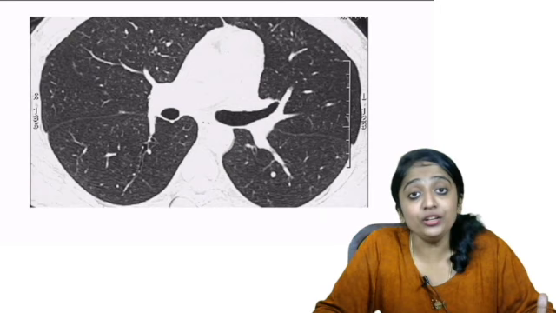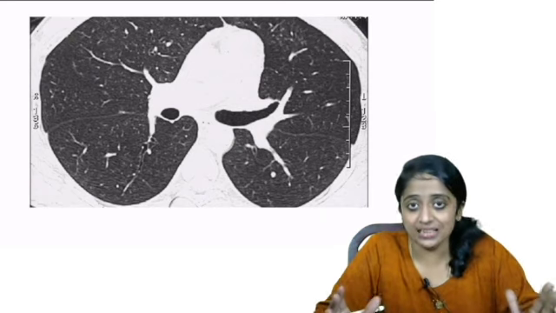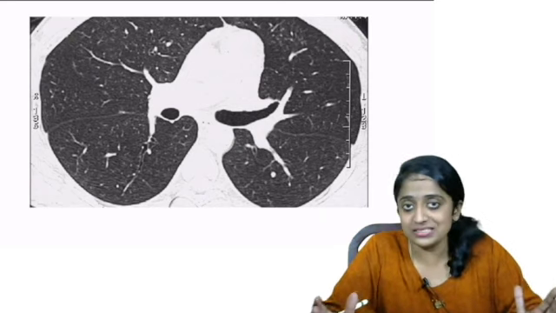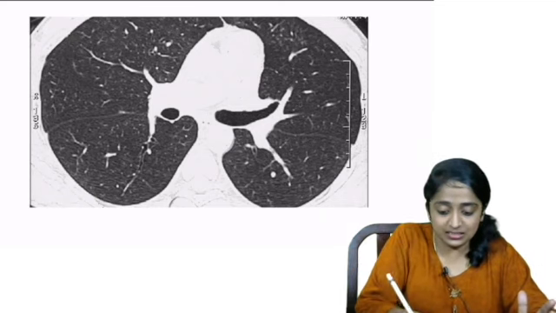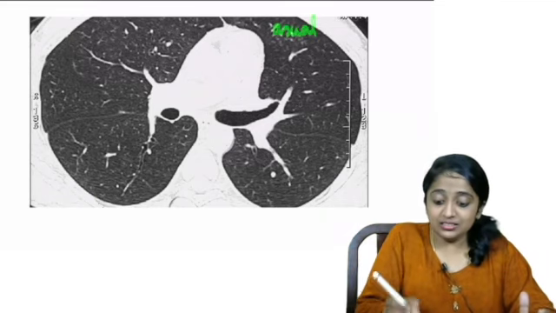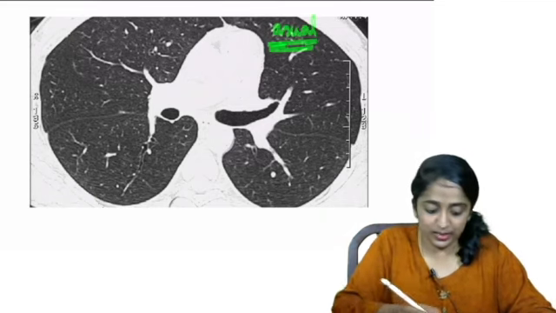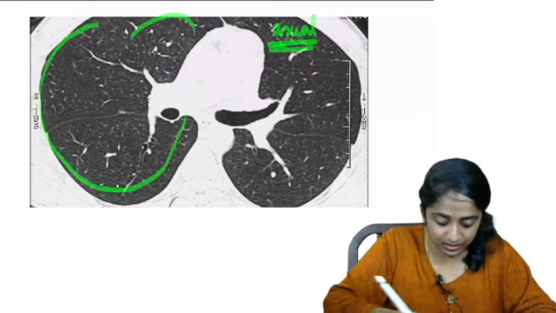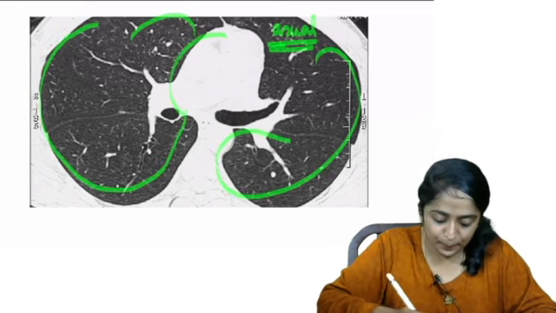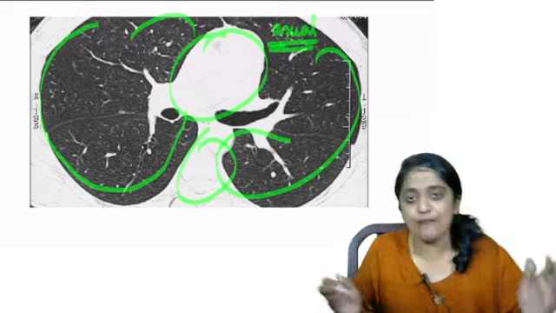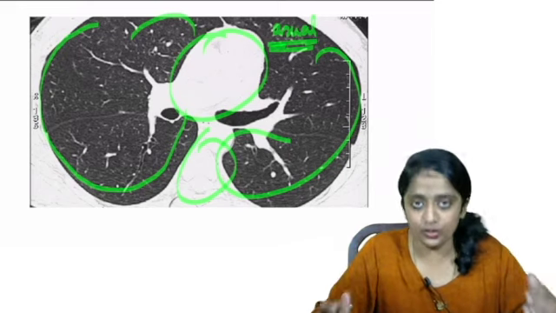So before going to the imaging, let's have a basic idea of how the normal CT should look. This is an axial cut, and this is a lung window setting, which means that the lung will appear black, and all other structures, the mediastinum, the vessels, the bone, everything will appear white in lung window setting.